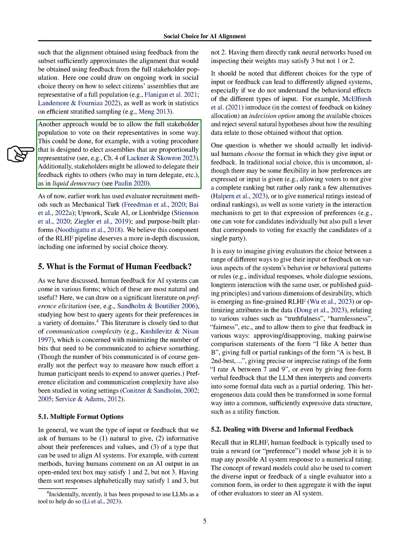This selection process can be informed by social choice theory and statistical sampling methods. One approach is to choose representatives through methods like citizens' assemblies or voting procedures that aim to reflect the diversity of the stakeholder population. Alternatively, stakeholders could delegate their feedback rights to others, following a concept similar to liquid democracy. Previous studies have used platforms like Mechanical Turk, Upwork, Scale AI, or Lionbridge for evaluator recruitment in this context. Next, we explore the format of human feedback for AI systems.